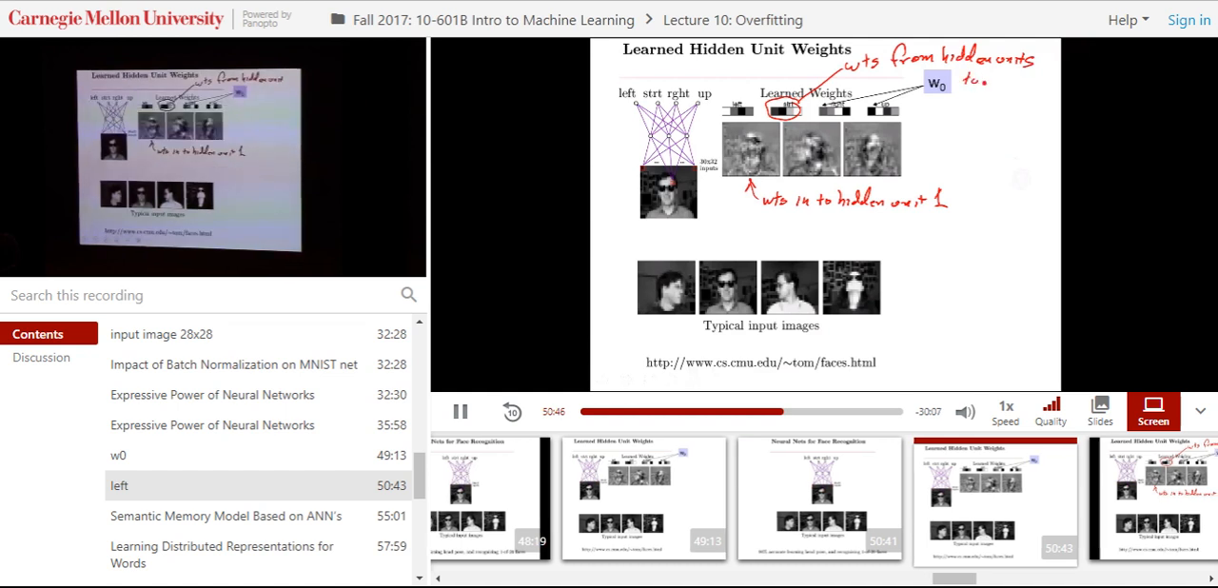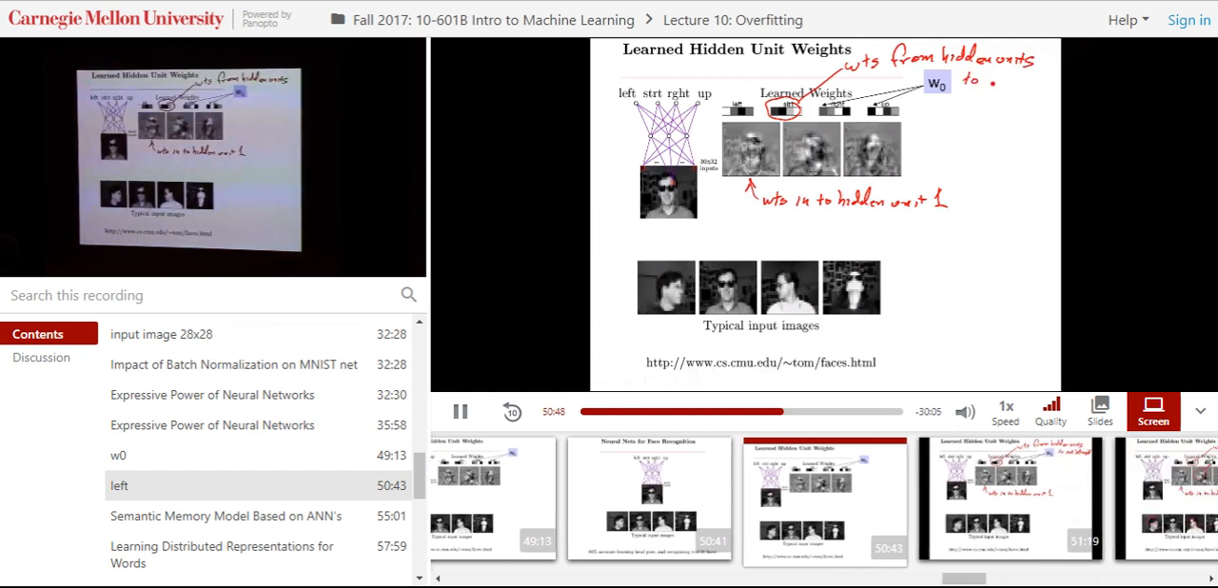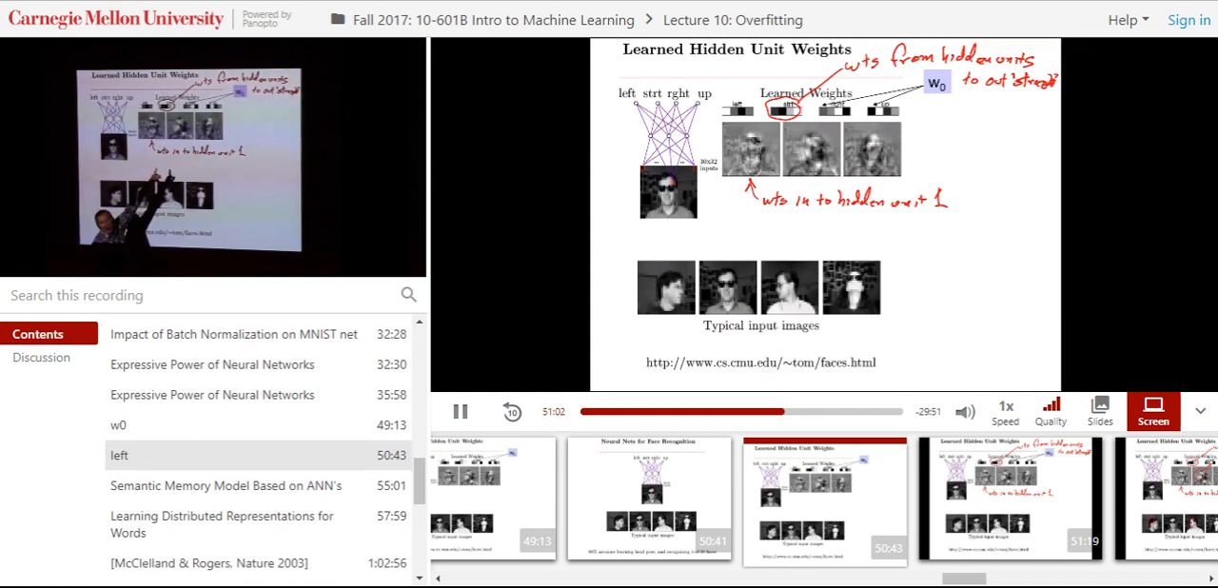Oops. From the hidden units to the output, that is for straight ahead. And even though there are 3 hidden units, of course, there are 4 weights, because one of them is for that bias term, the B term. I call it W0 in this plot. Okay, so there's the kind of thing you see.